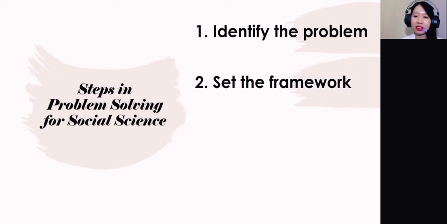The second one is the setting of the framework. The students and the teacher need to be able to set the framework. How will they solve the problem? What are the methods? How will they get the results? How will they conclude it? And what are the sources?